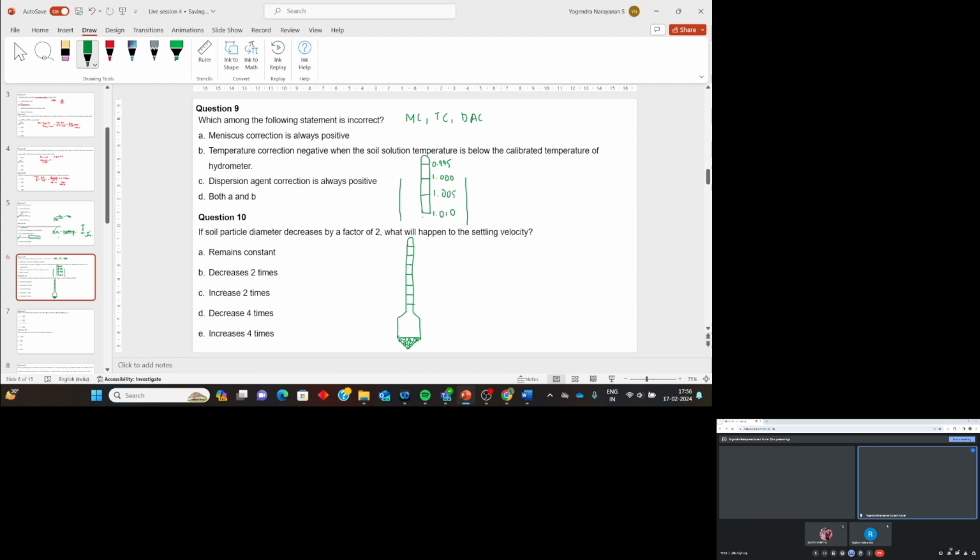Please respond. So, it will be marked from 0.995, 1.000, 1.005, 1.010, 1.015, 1.020, 1.025, and finally 1.03. There will be markings like this. All right. Please respond.